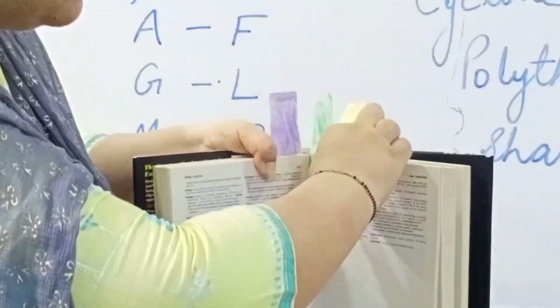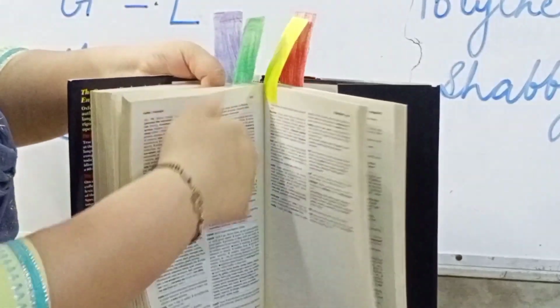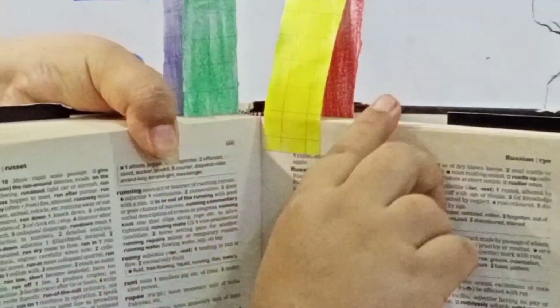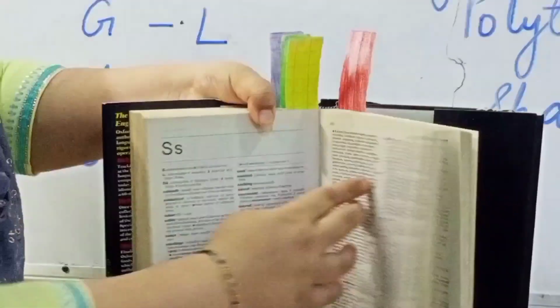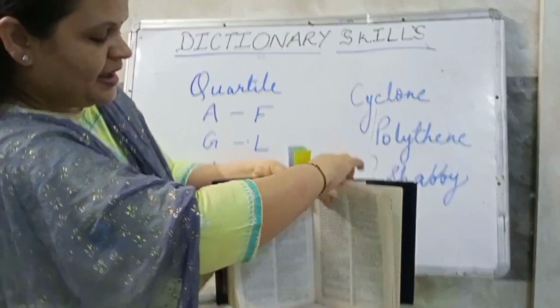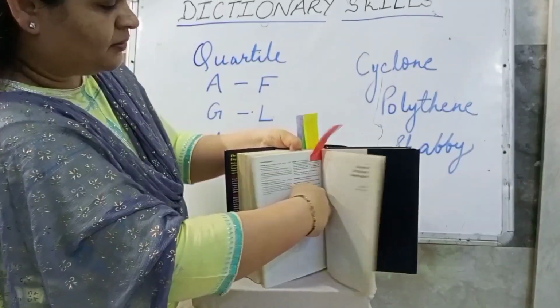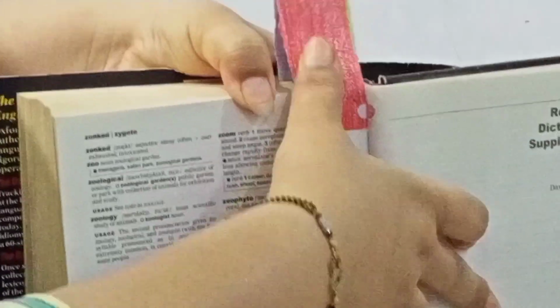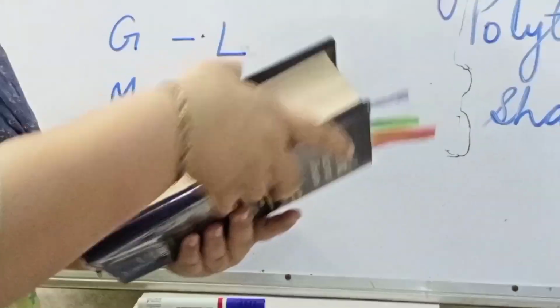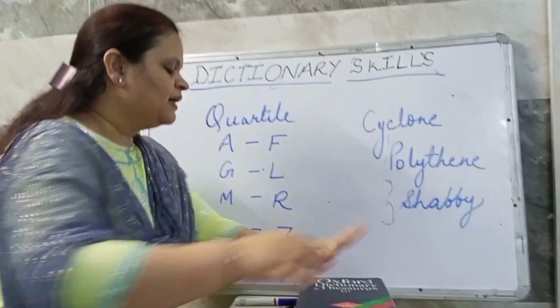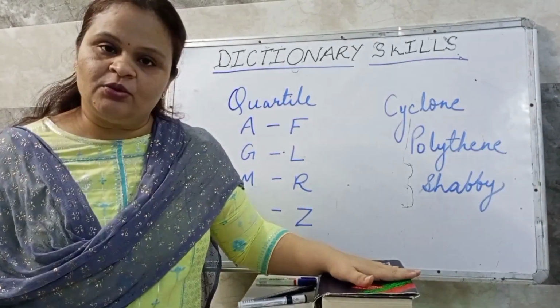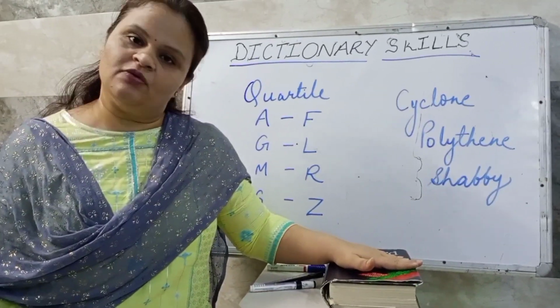Just like that, directly open the yellow one. This is the last page of R. If you turn it, a new letter S will start from here. And the last one, see, this is the last page of Z. So it is very easy to do, and by doing that, you can very easily search your word.